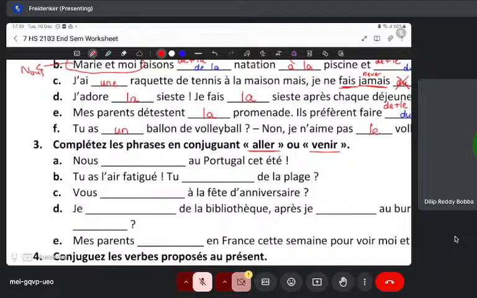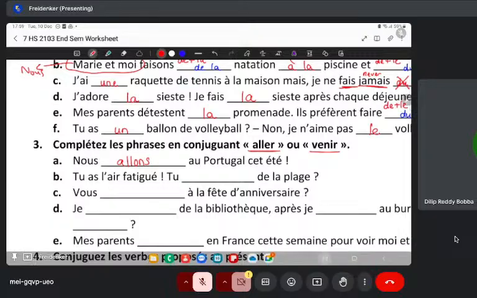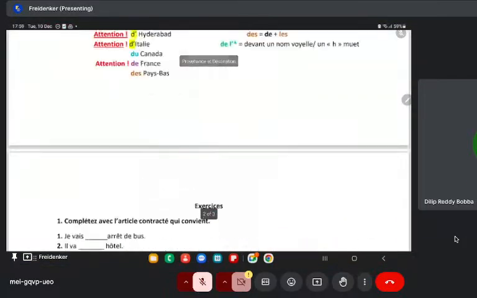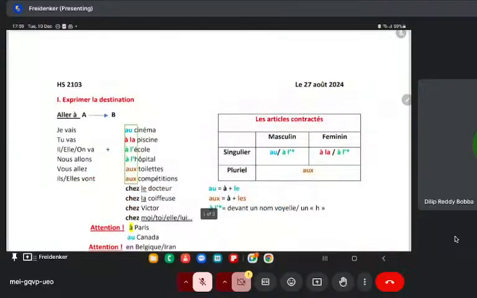It's like if you're talking to someone in Portugal, but that is not the case here, right? Simple sentence: we are going to Portugal this summer. So going means aller. Conjugate aller. You have to look at the conjugation. Where is the conjugation? Here. So the conjugation of aller is right in front of your eyes.